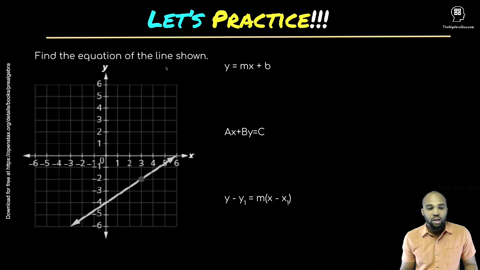Find the equation of the line shown. Now this time I'm giving you a graph. I just showed how to draw a graph given an equation, but what if I give you a graph? Can you give me the equation? And better yet, can you tell me the different forms of that equation?